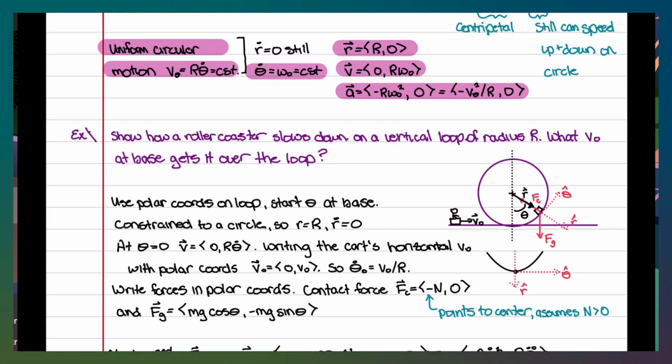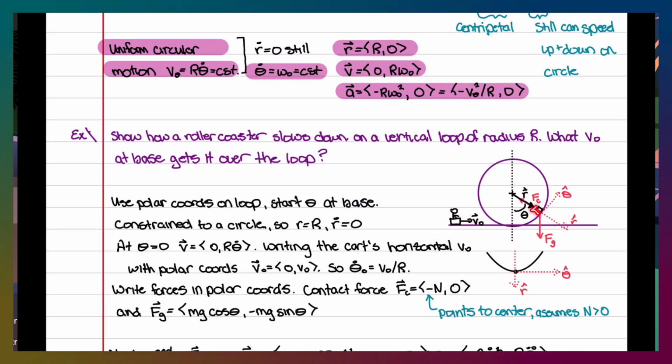So once I get to the loop, it makes sense to use polar coordinates. I'm moving in a circle, so why not use polar coordinates? I'll put my origin in the center. I'll define theta based on my starting spot, when I first get into the circle. So I'll have theta be defined in that direction.